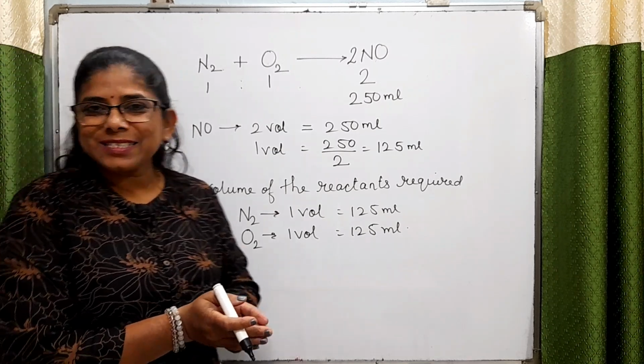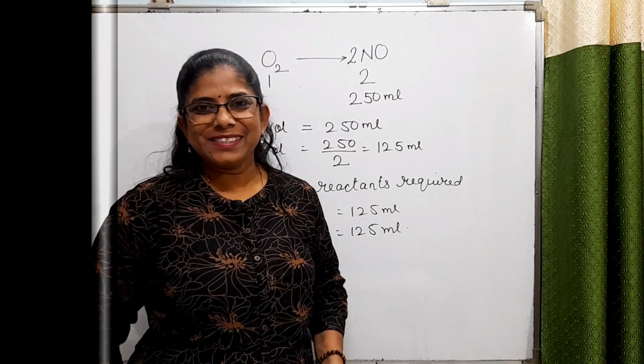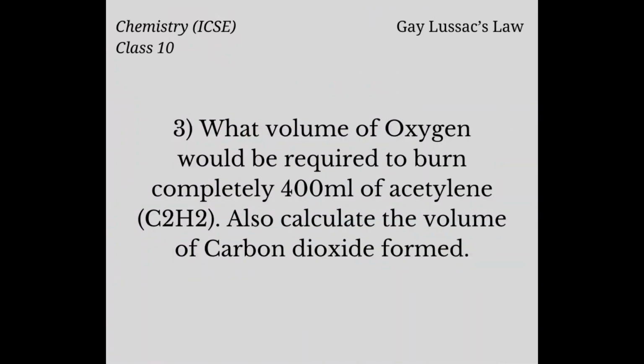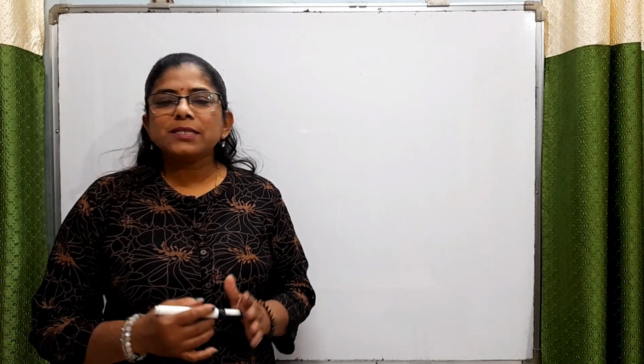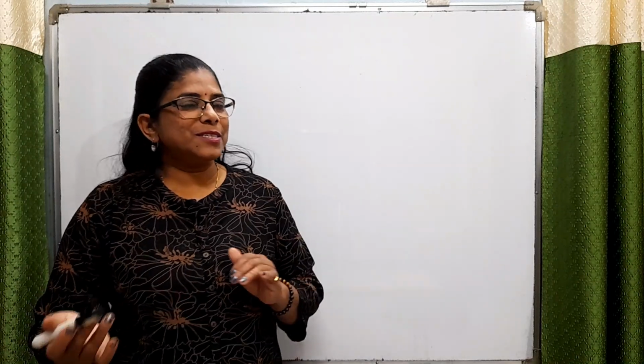Let's move to example number 3. What volume of oxygen would be required to burn completely 400 ml of acetylene, and also calculate the volume of carbon dioxide formed. So here acetylene is burning in presence of oxygen. Burning means combustion, oxygen is essential, and this is forming carbon dioxide and water.